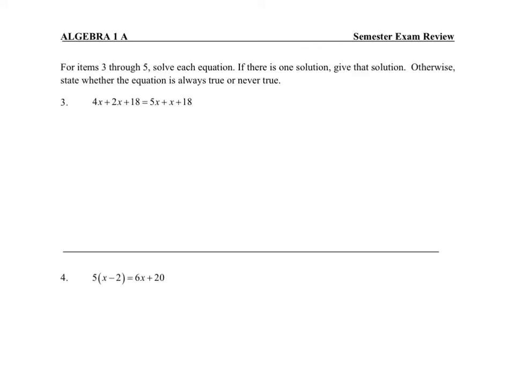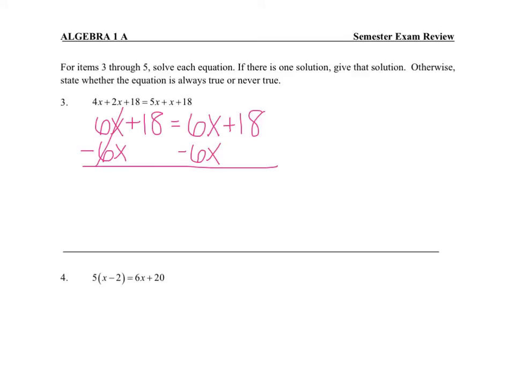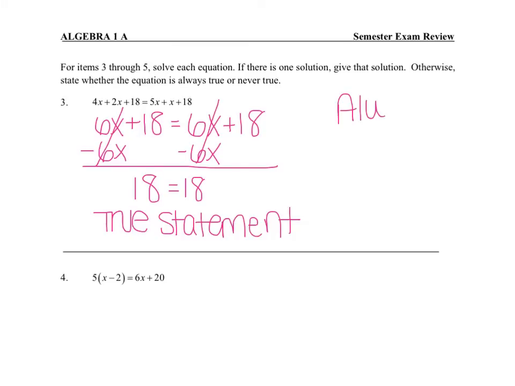So for this first problem, number 3, I see that I have like terms right here, 4x plus 2x, and I have like terms right here, which is 5x plus x. So 4x plus 2x is 6x plus 18 equals 5x plus x, which is 6x plus 18. Now I always like to put all of my x's on one side. So I want to get rid of this 6x on this side. What I do on one side, I do on the other. And what I see is that 6x minus 6x is 0, and I'm left with 18. So 18 equals 18. This is a true statement. And a true statement means that it's always true.